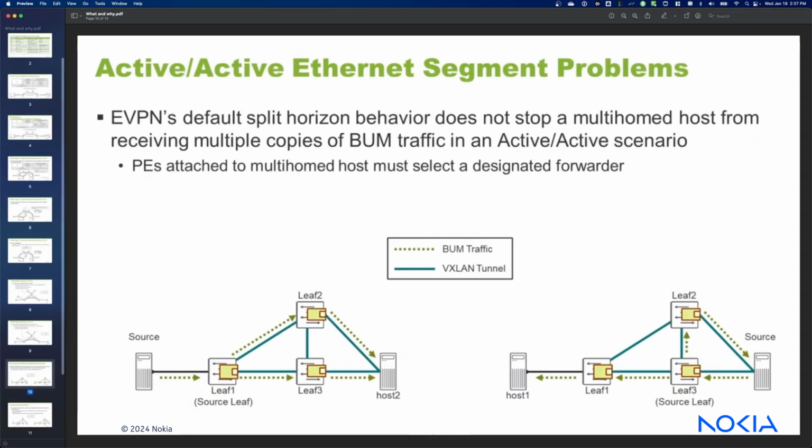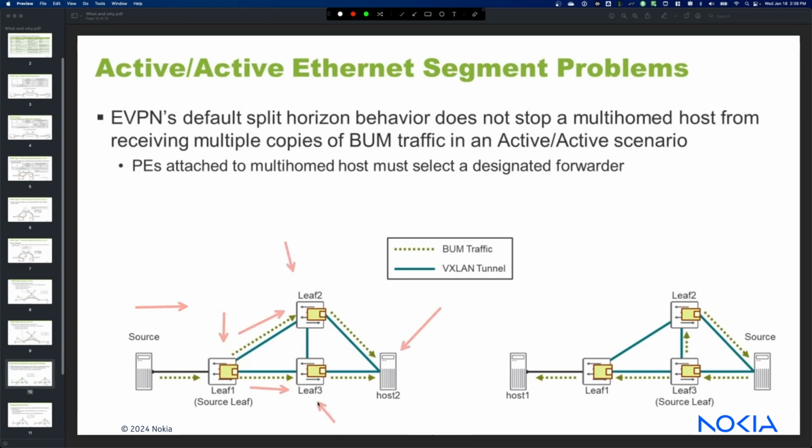It's not perfect though. In the scenario here, if we look on the left, there's a single-homed host and a multi-homed host. The single-homed host sends a BUM packet to leaf 1, which performs ingress replication, sends a packet to leaf 2, sends a packet to leaf 3. Both leaf 2 and leaf 3 see it's connected to them directly, and forward the packet. Now host 2 gets 2 copies of the same packet. That's no good. Now on the right, we're going to do this in the opposite direction.